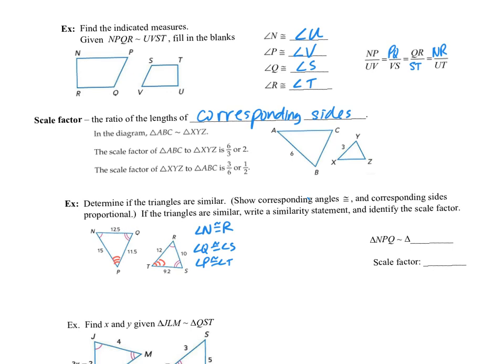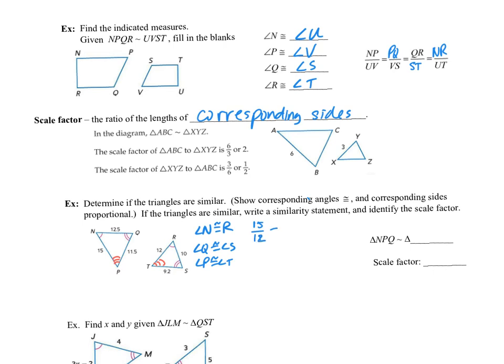So I'm going to take the biggest side of the first triangle. The biggest side of the first triangle looks like it would be 15, and I'm going to write a ratio of that to the biggest side in the smaller triangle. Well, the biggest side in the smaller triangle is 12. So 15 to 12.